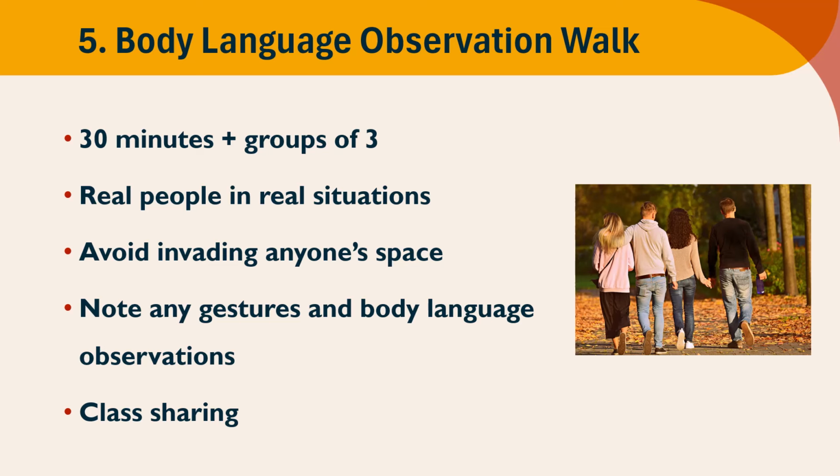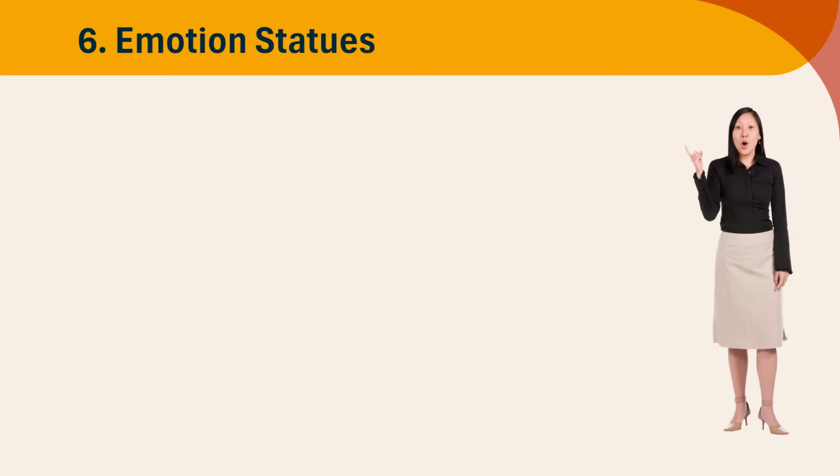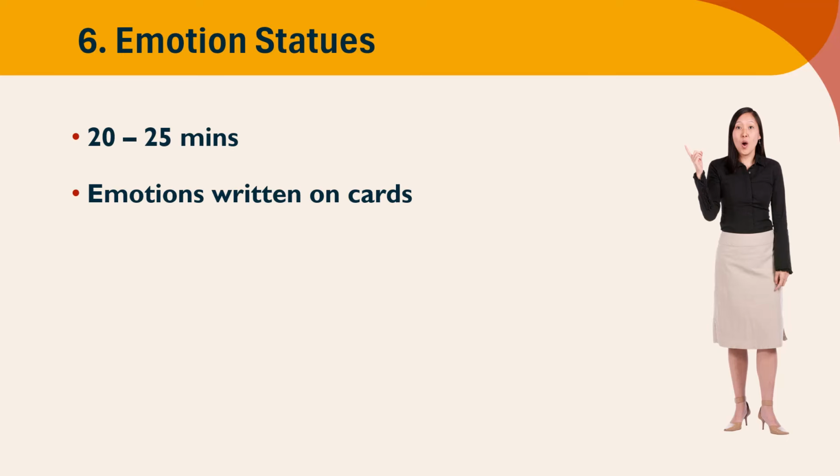That's number 5. Activity number 6, emotion statues. This might initially seem like it's going to be a little bit like the postures exercise before, but this is different. Allow maybe 20-25 minutes for this activity. And beforehand, as the training facilitator, you're going to need to write down a bunch of emotions on cards. So write one emotion on one piece of card or on a slip of paper, as you wish.